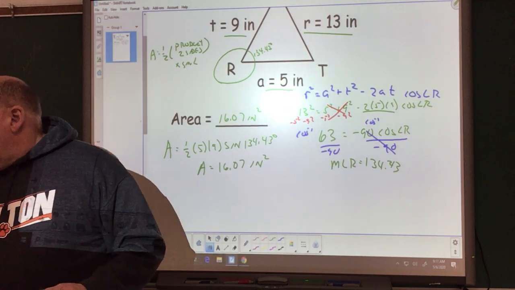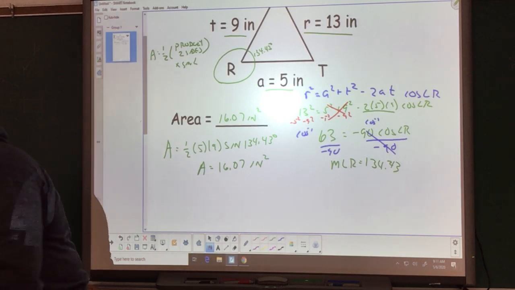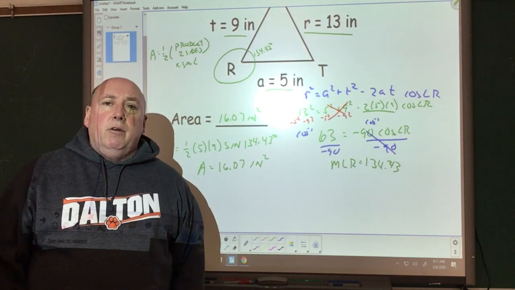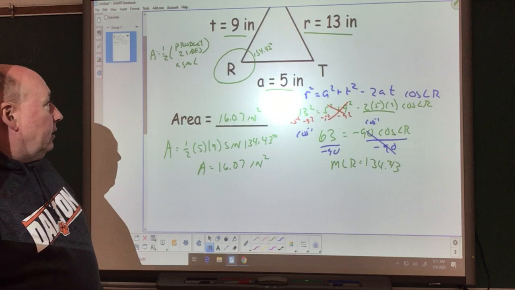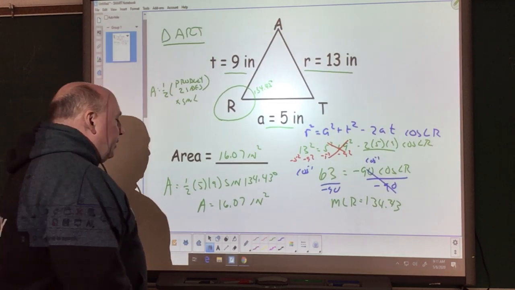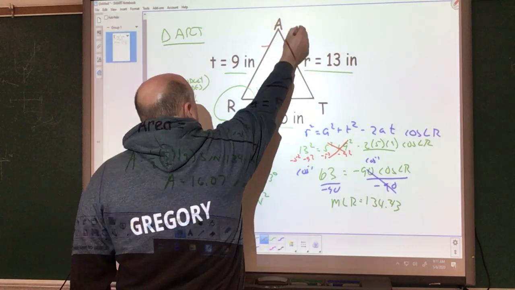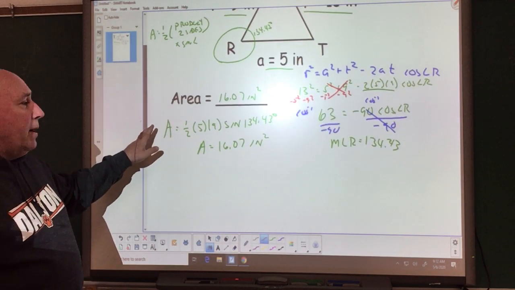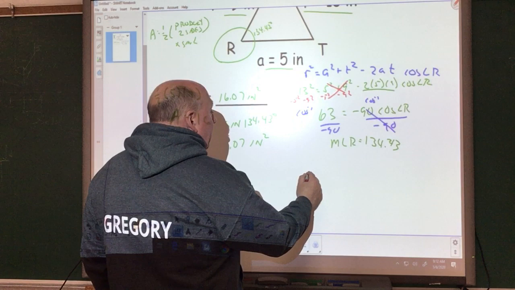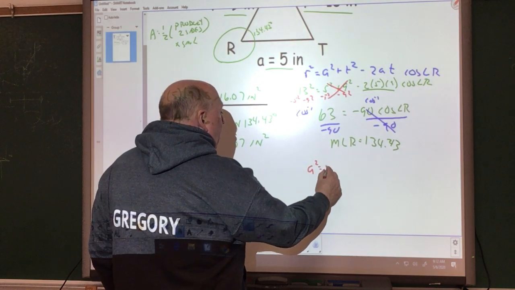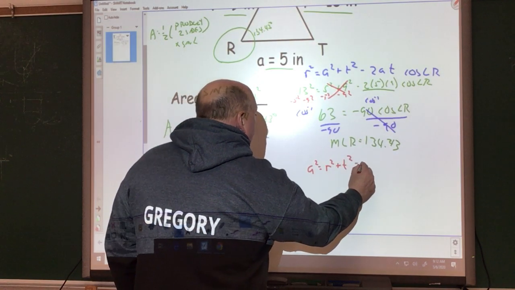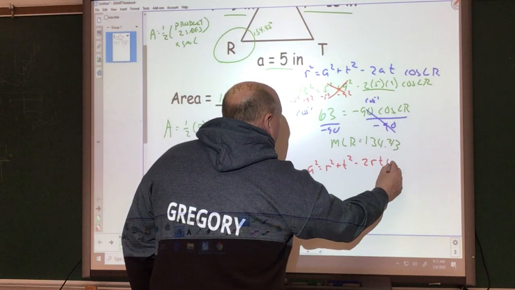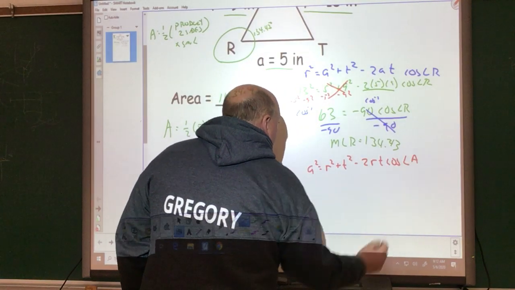Now, it does not matter which angle you find. Doesn't matter which angle you find. So, just for giggles here, suppose you sat there and said, well, I wanted to find angle A. All right, let's find angle A. Let's go back to this where we were at. We have a squared is equal to r squared plus t squared minus 2rt cosine of angle A.